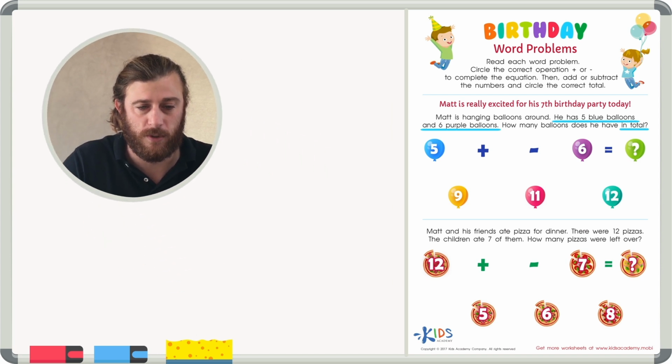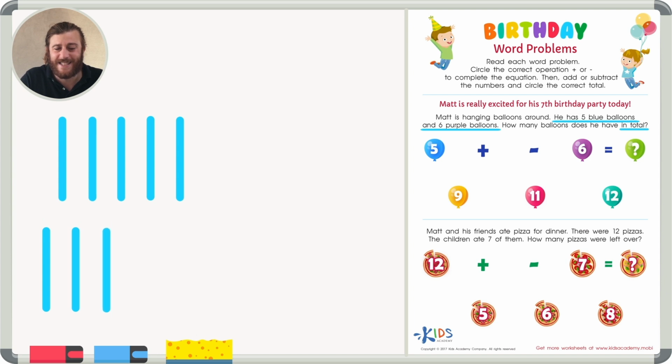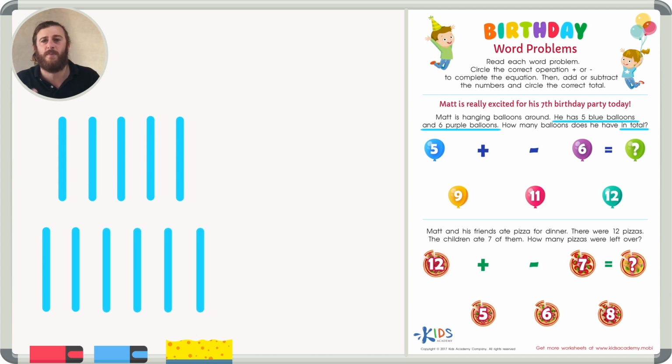So let's draw my blue balloons. I know that there are 5 blue balloons. I also know that there are 6 purple balloons. So now that I have my drawing of my purple and blue balloons, I have to really think deeply. If I have 5 blue balloons and 6 purple balloons, and we want to know the total, do you think we're going to be putting these balloons together and adding them up, or taking some balloons away?